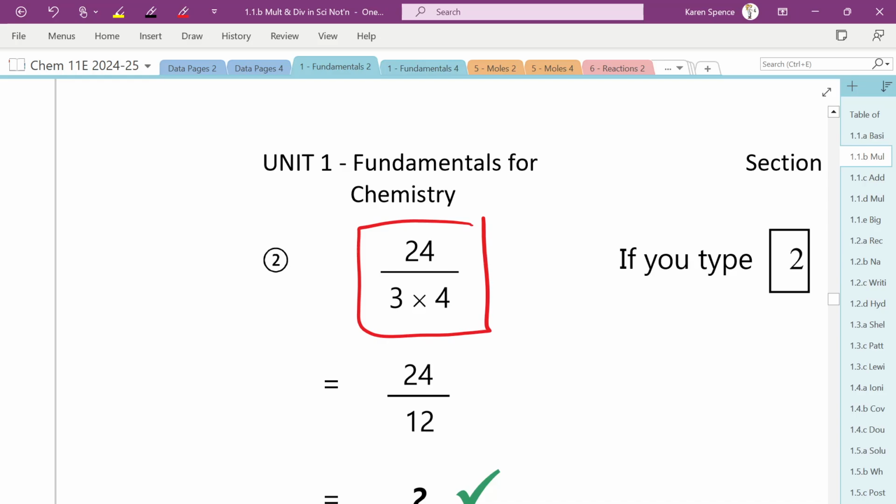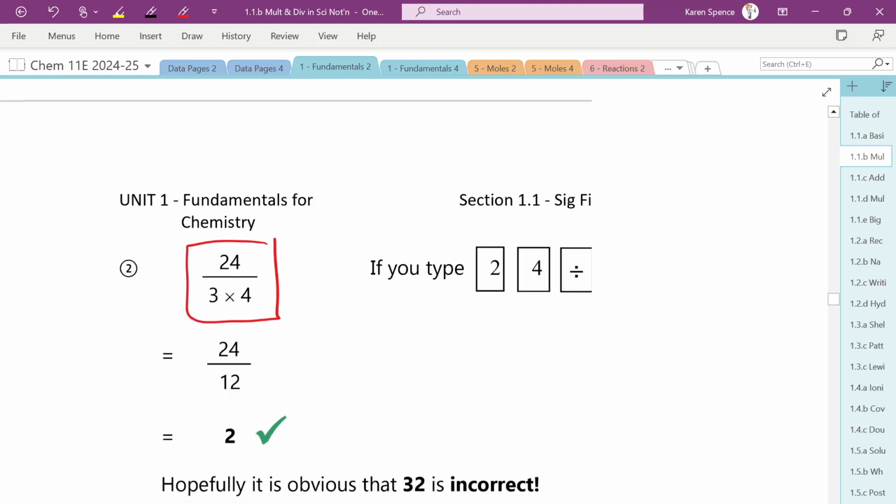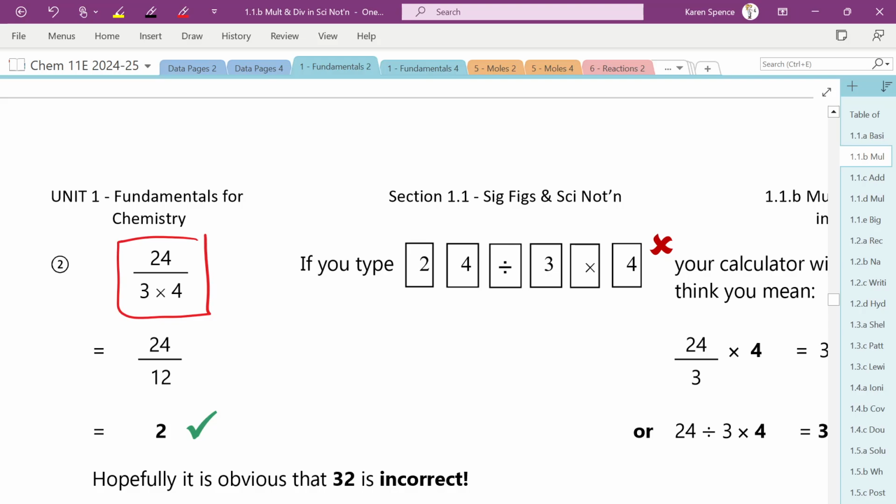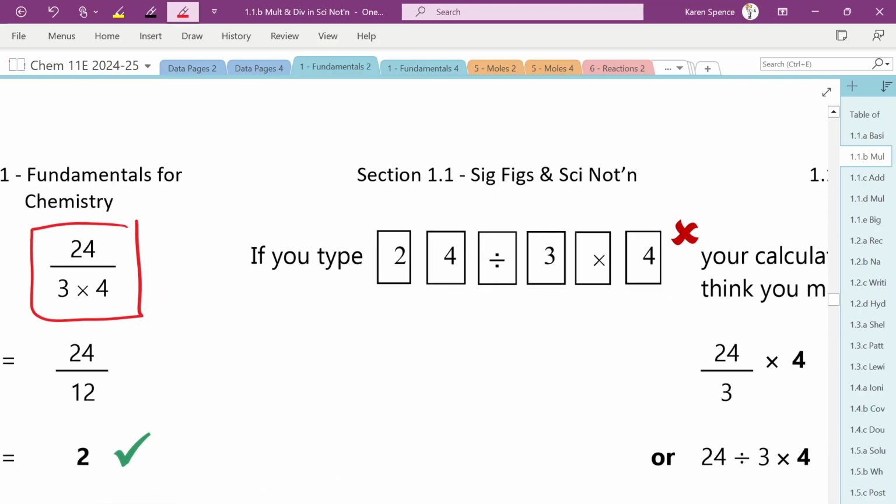So, the fastest way to type this in, well, first of all, the incorrect way to type this in is 24 divided by 3 and then times 4, because that's going to do the same thing. It's going to pop that times 4 up into the numerator. It's going to say 24 divided by 3, and then I multiply by 4, because that's how your calculator thinks. Okay? So you could do 24 divided by bracket 3 times 4.